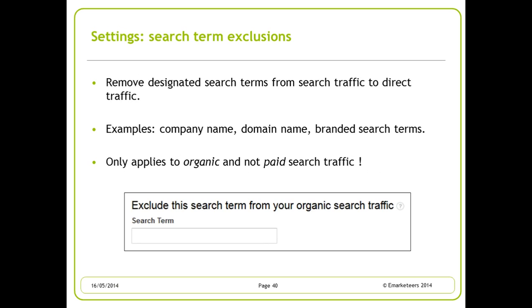Search term exclusions, also very neat. Think of people who come to your website using branded keywords, the name of your brand or organization, or the domain of your website. In a way, all of these are branded search terms. You could argue that this is not search traffic, these are people that already knew me anyway, and I want to qualify this as direct traffic. What you then need to do is enter those keywords in this box and submit them, and they will be discounted from search traffic and added to direct traffic in your reports.